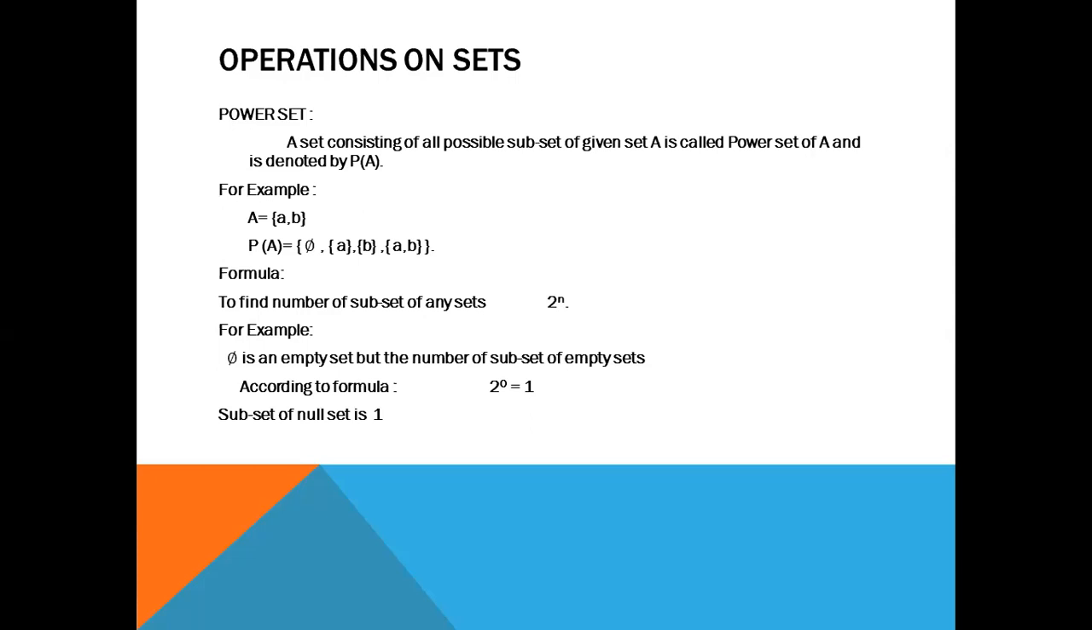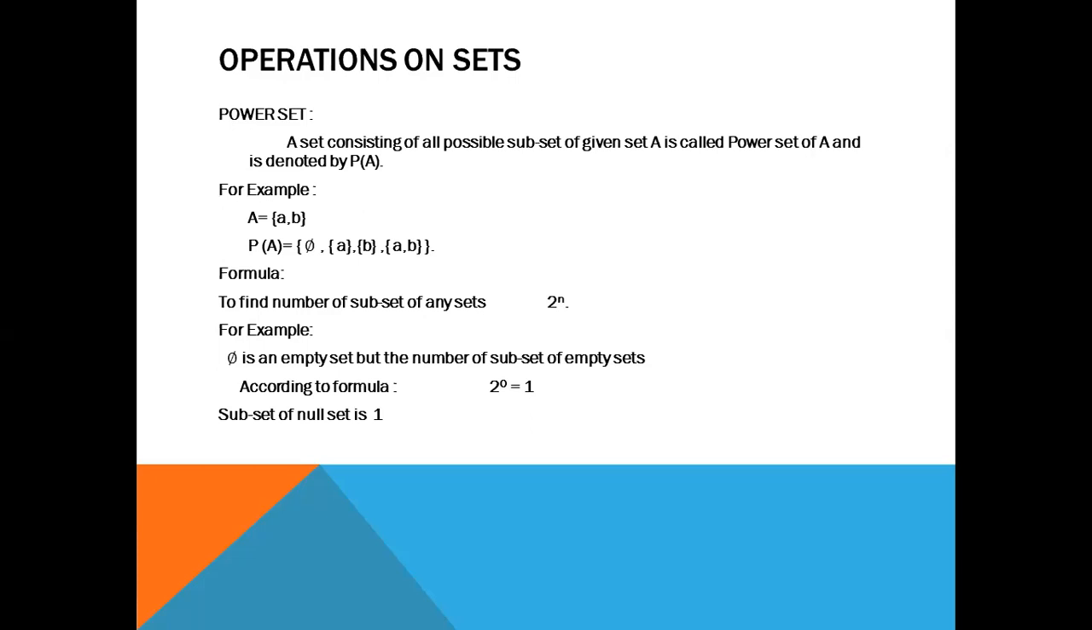And if you have the null set, it means there is no element. So we take n equal to 0 because there is no element in the null set. So instead of n, we put 0, and 2 raised to the power 0 is equal to 1. So when we are finding the subsets of the null set, there will be only one subset of the null set.